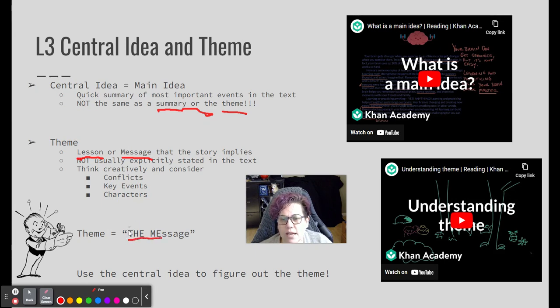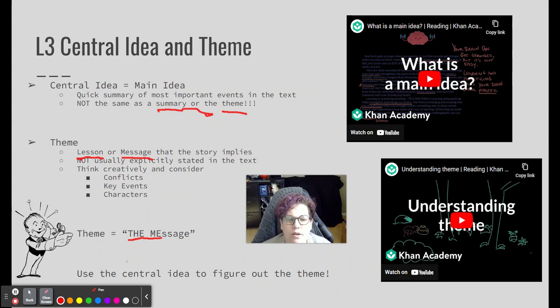Now, one easy way to remember what theme is, look at this word: the message. Right here in the beginning, the M-E spells out the word theme so that you can remember that theme means the message. So think about that when you're trying to figure out, well, I don't remember what a central idea is, I don't remember what the theme is, how is the central idea different from the theme? Just remember the message equals the theme, okay?